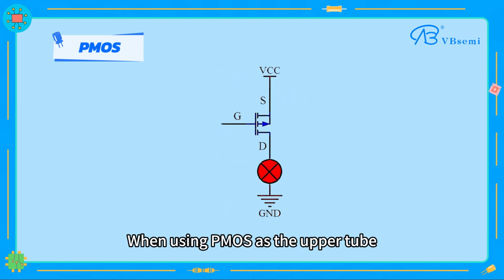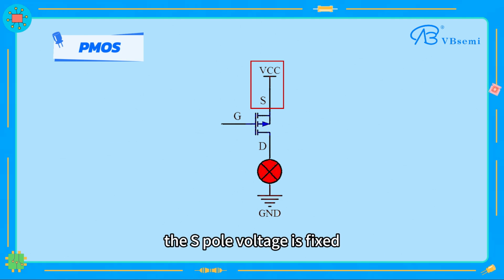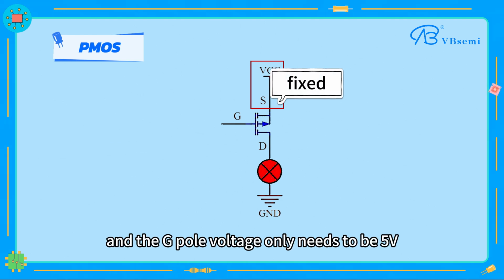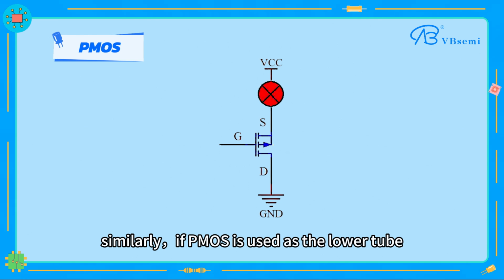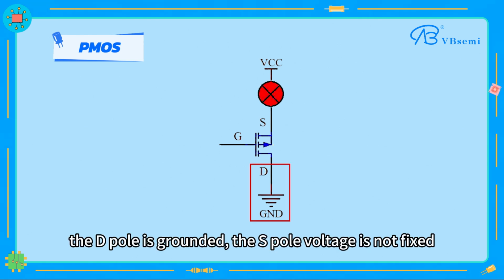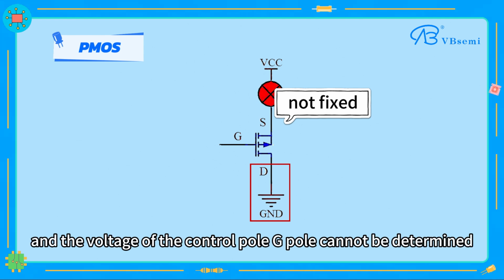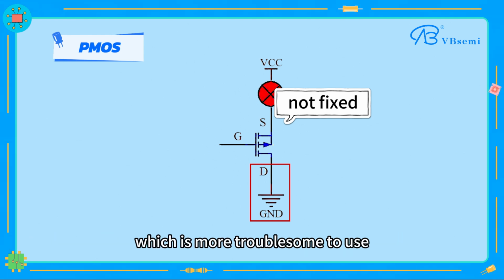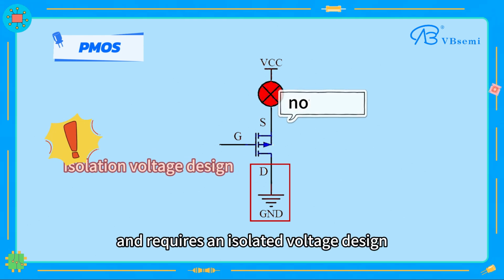When using PMOS as the upper tube, the S pole is directly connected to the power supply VCC. The S pole voltage is fixed, and the G pole voltage only needs to be 5 volts lower than the S pole to conduct. Similarly, if PMOS is used as the lower tube, the D pole is grounded, the S pole voltage is not fixed, and the voltage of the control pole G pole cannot be determined, which is more troublesome to use and requires an isolated voltage design.